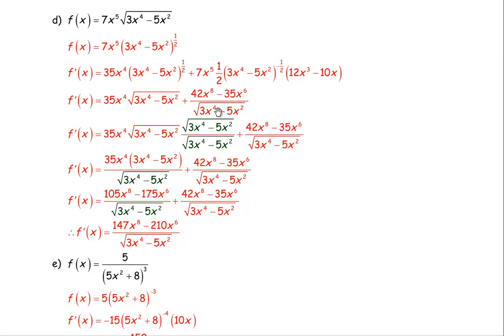Now, notice that this is my denominator here. It's actually the same. This is exactly the same root here. So the common denominator would actually be this. See, right now this is over 1. So I'm going to multiply this one by the root of 3x to the 4th minus 5x squared top and bottom, and I will have a common denominator. This will, as you can see, make this quite a bit simpler in the end.